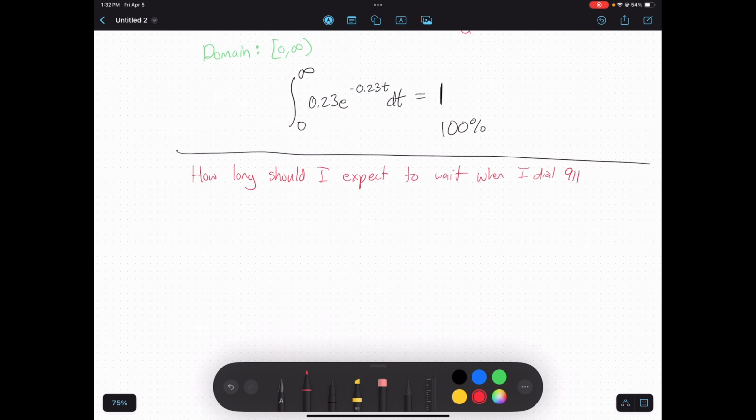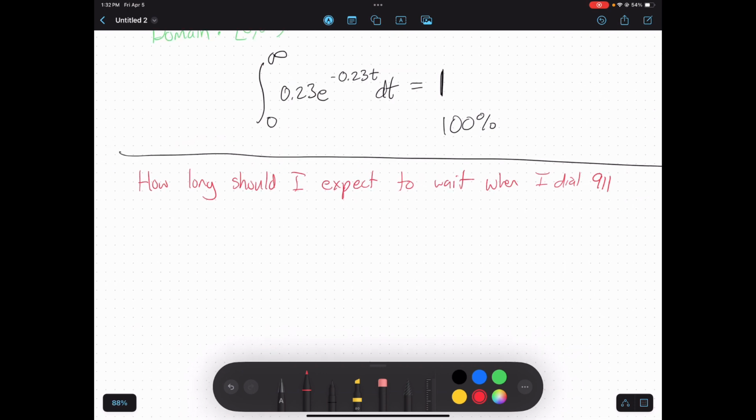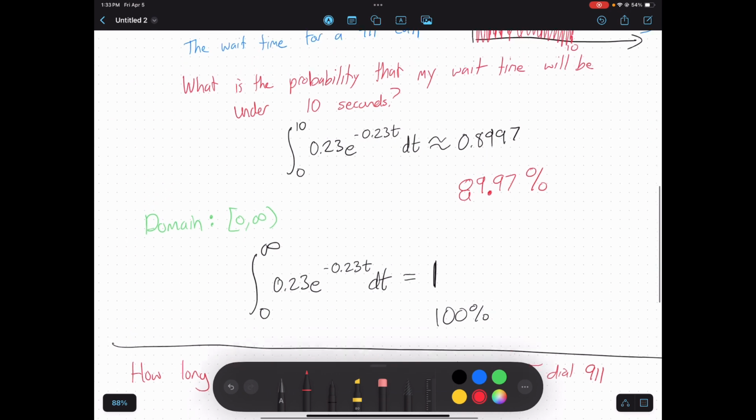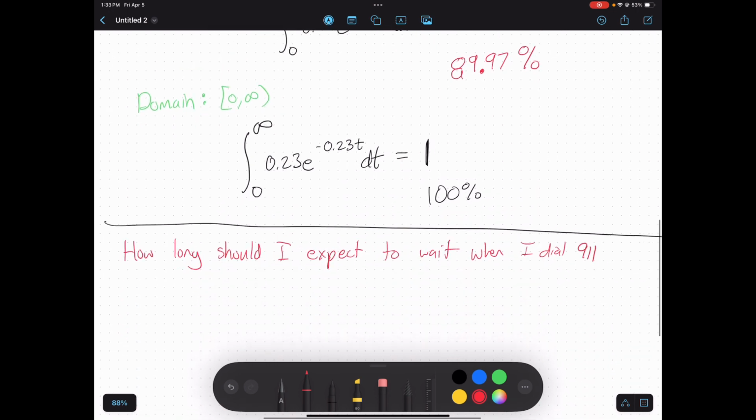Okay. Well, what does that kind of sound like? It almost sounds like an average wait time, right? Wouldn't the average wait time be the expected wait time? And that's absolutely correct. But how do I find an average here? I don't have data values. I don't have a list of all the wait times for all the calls over the last month or anything like that. All I have is this probability density function.